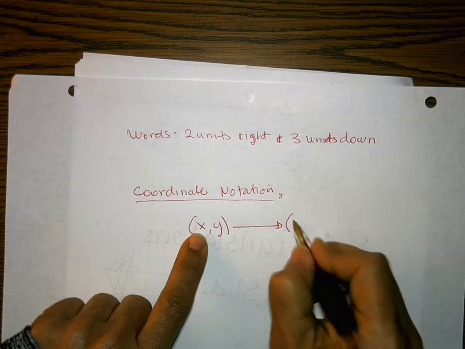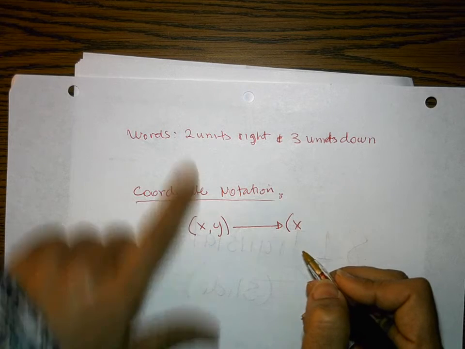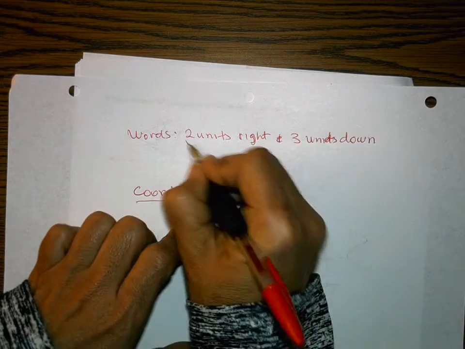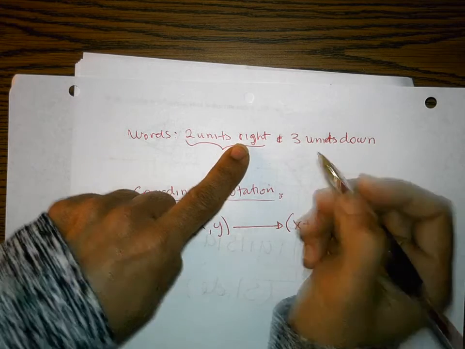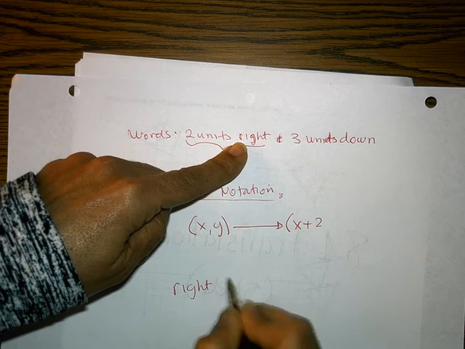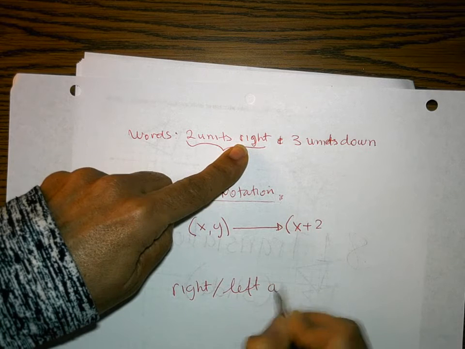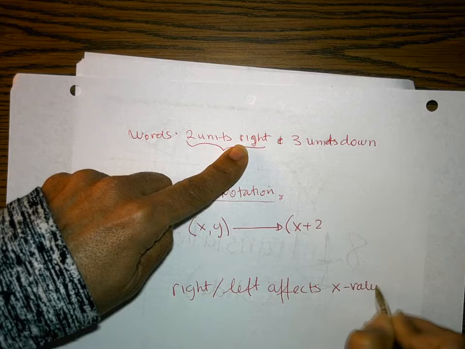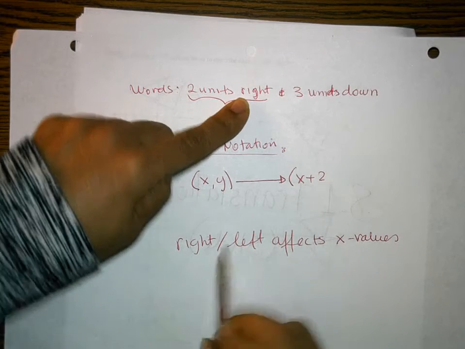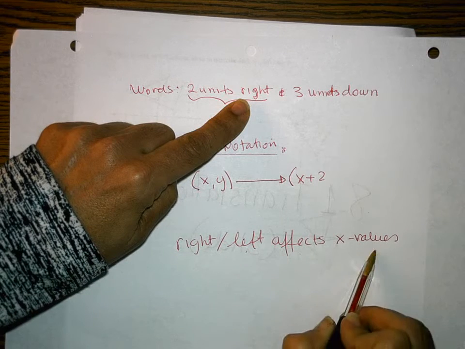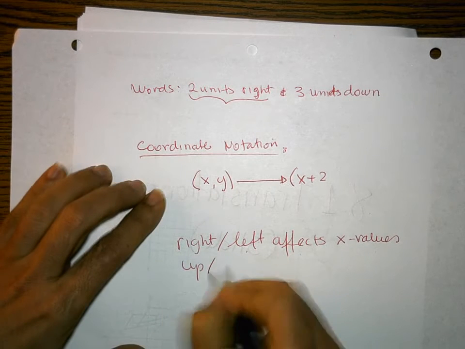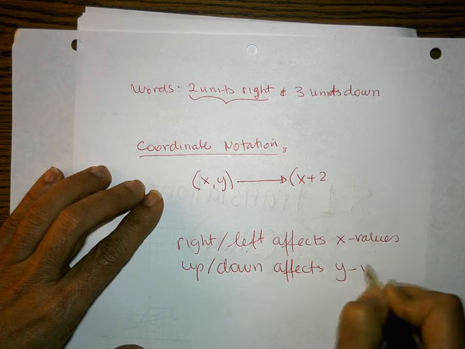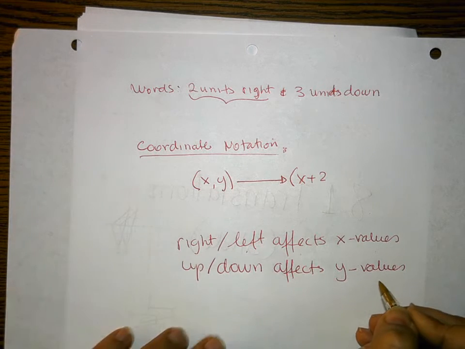The x's, all the x points, I moved it 2 units to the right, so plus 2. This, right or left, affects the x values. Okay? So right or left, it will affect the x values. And up or down affects the y values. Okay? It affects the y values.